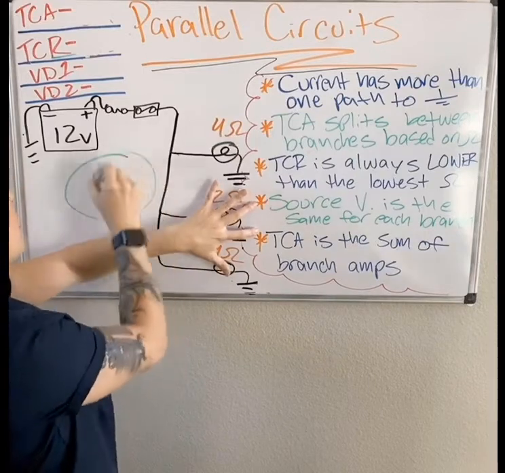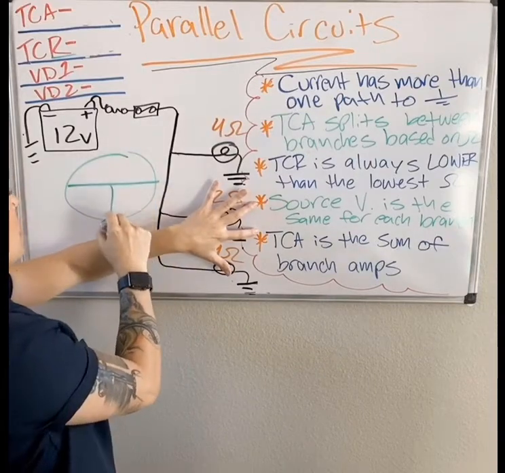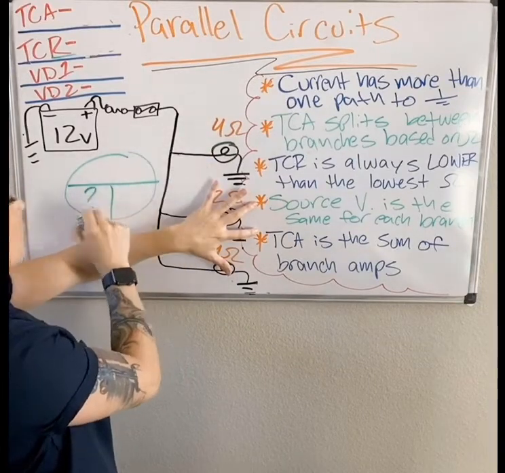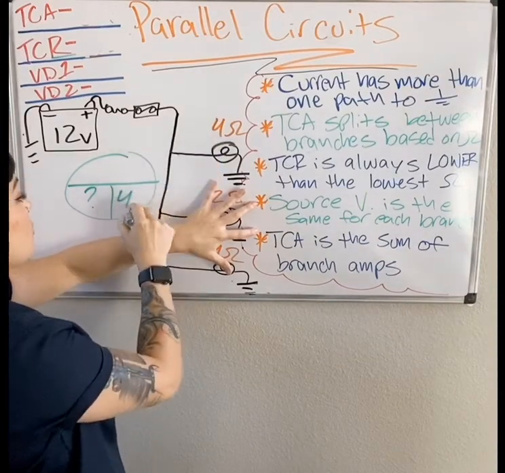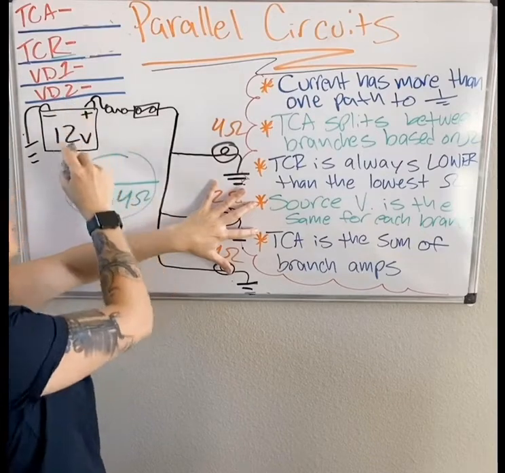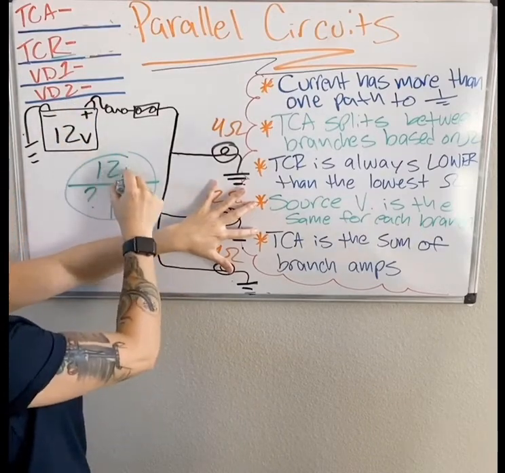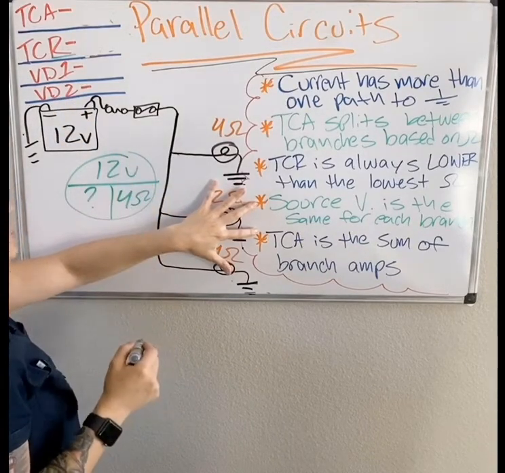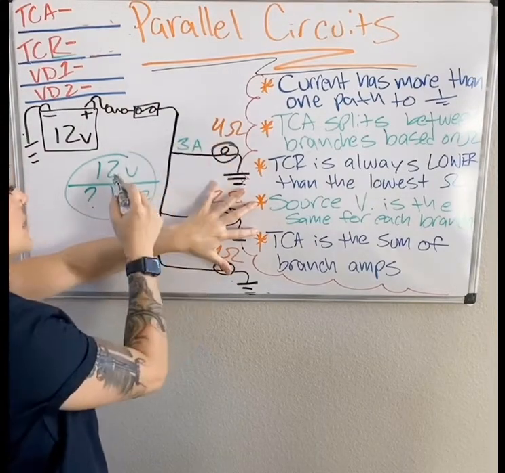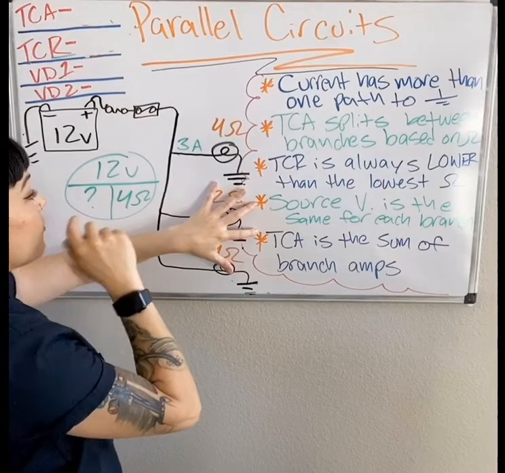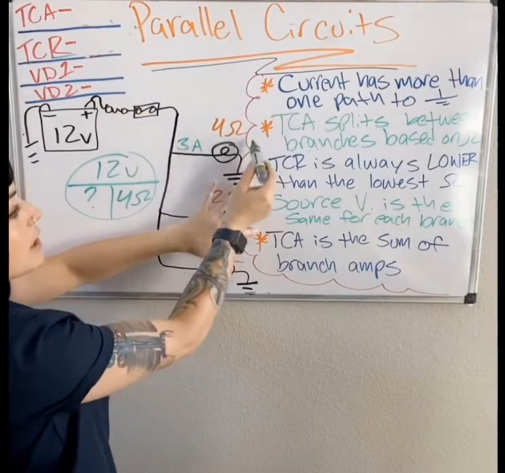And so if we draw our Ohm's law pie chart, again, we're looking for amperage, so we'll put a question mark there. We know we have 4 ohms going through that bulb, and we know we've got a source voltage of 12 volts. So how much amps do we have going through that circuit? We have 3 amps, right? Because it's 12 divided by 4. So 4 goes into 12 3 times, 3 amps for that branch.